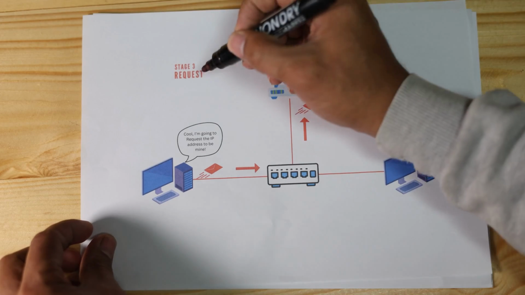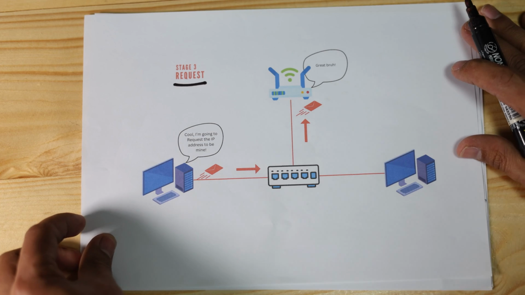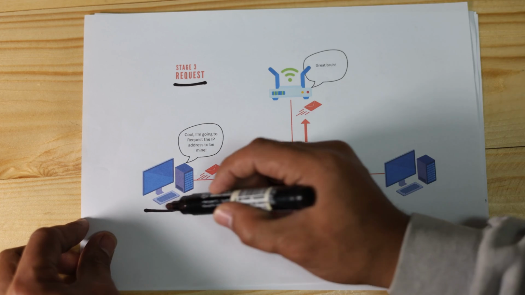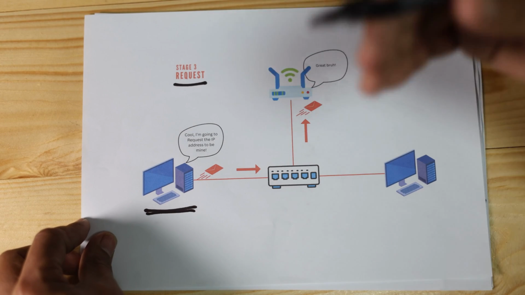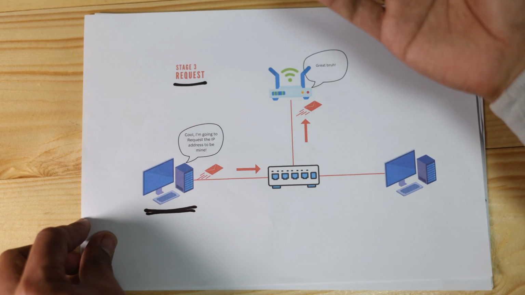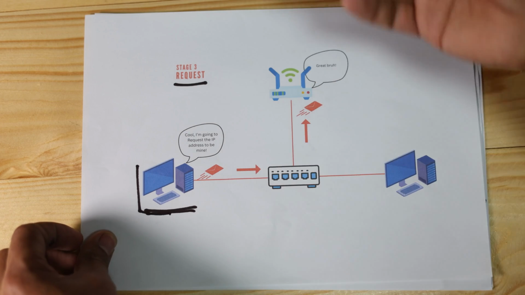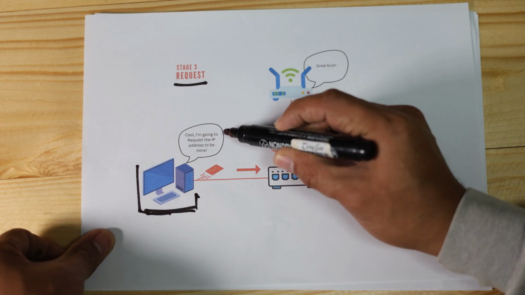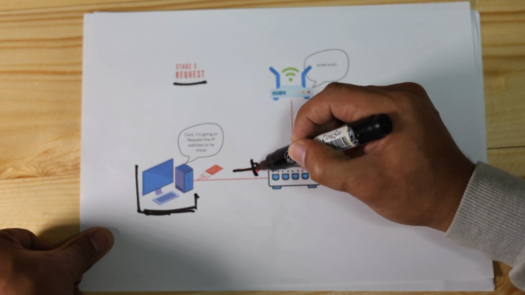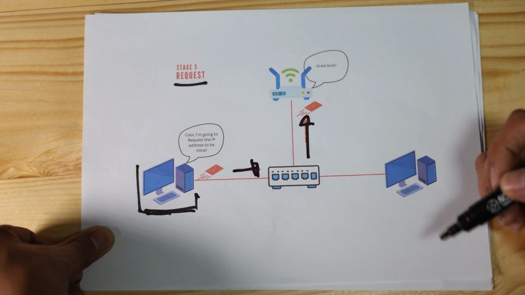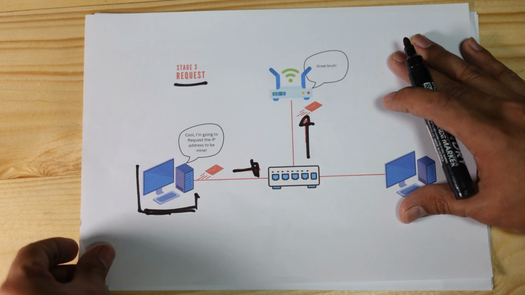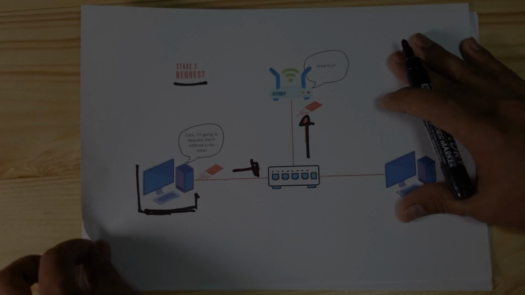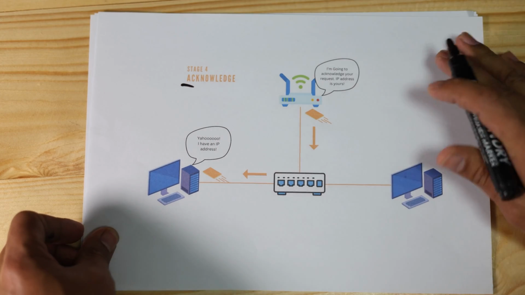In the next stage, which is the request, R for request in the DORA process, the next thing that's going to happen to this computer who requested the IP address is that, yeah, I'm going to request what you have offered to me, right? So the computer who was sent the offer would say, okay, I'm going to request that IP address to be mine, all right? So it's going to send out that request back to the DHCP server. The DHCP server would say, great, brah. Then we jump in to the final stage, which is stage number 4, acknowledge for A.